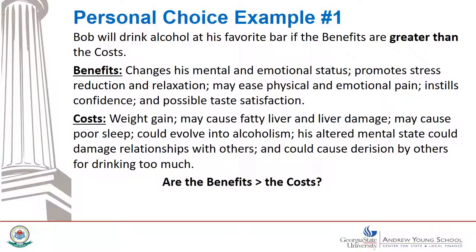It may be hard to put a monetary value on each item, but this process offers a framework to look at the options, drinking versus not drinking. Bob can consider whether the benefits of drinking are greater than the costs. Of course, this remains a personal choice.